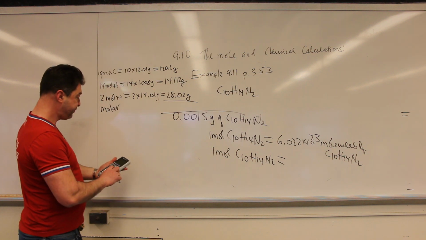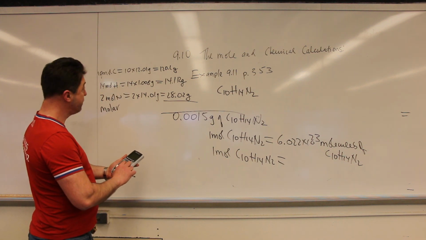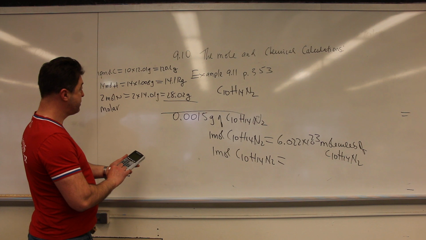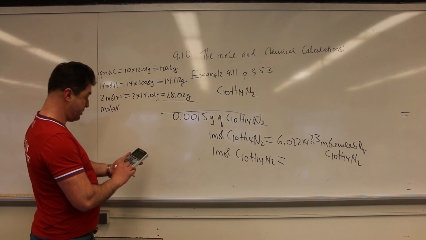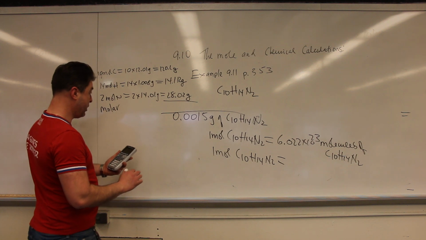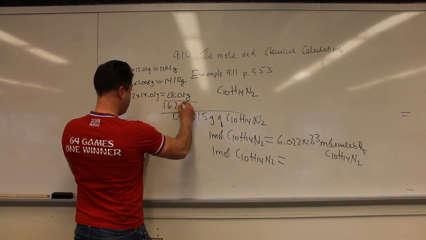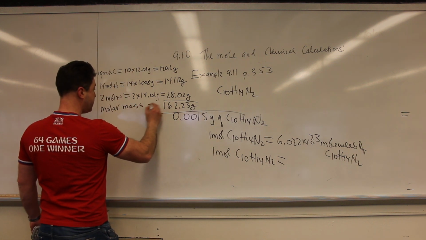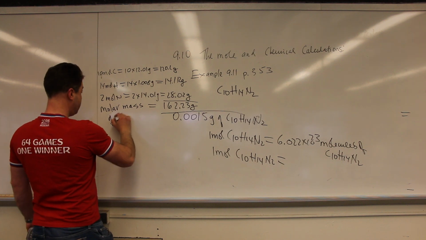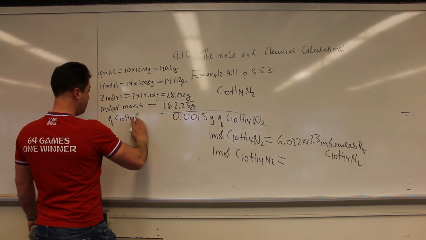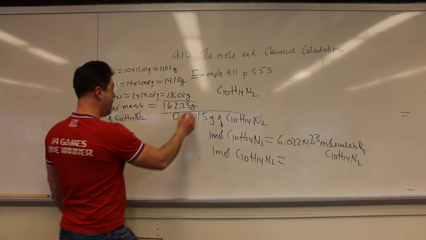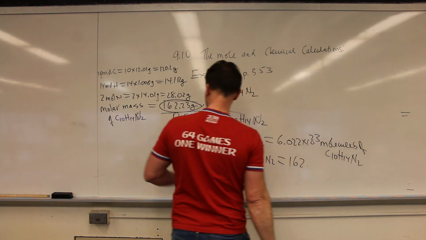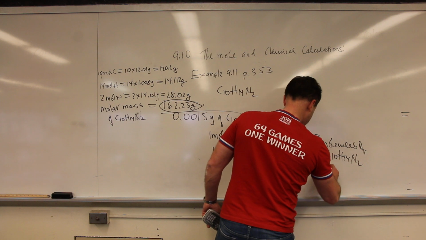Okay, so let me do it real quick. That will be 120.1 plus 14.112 plus 28.02, and I get 162.23 grams, and that will be the molar mass of my nicotine, C10H14N2. So now I've got my conversion factor: one mole is 162.23 grams of C10H14N2.